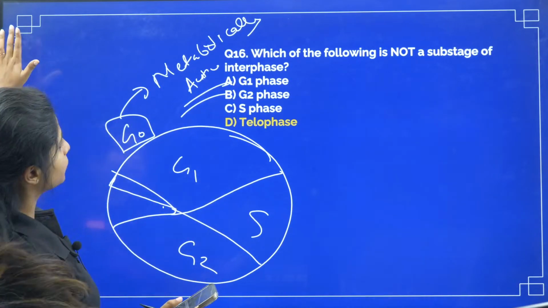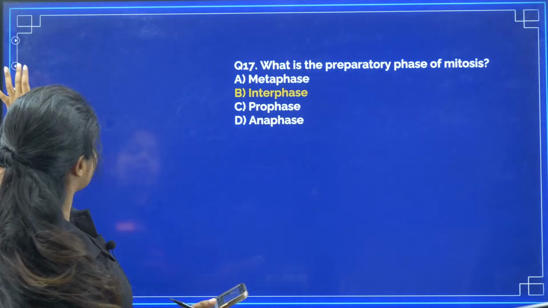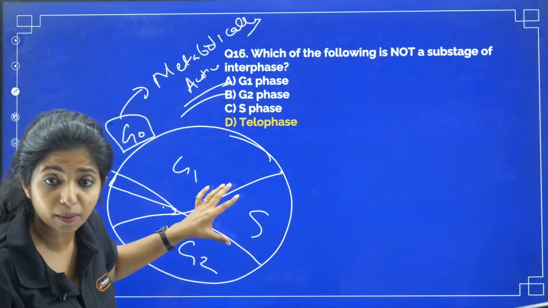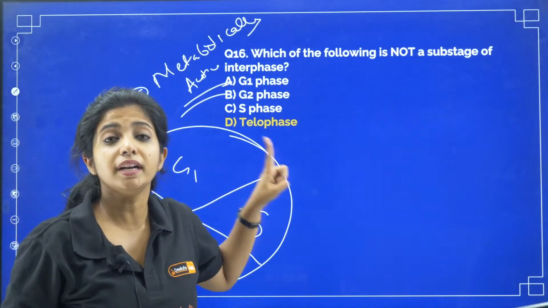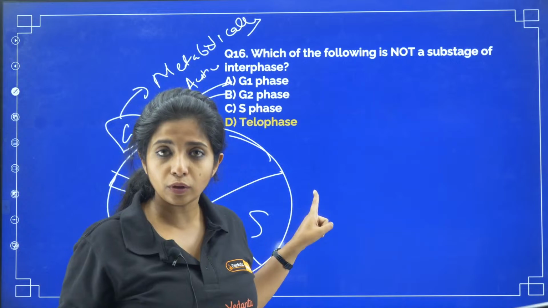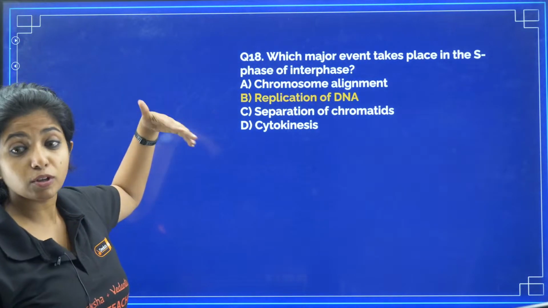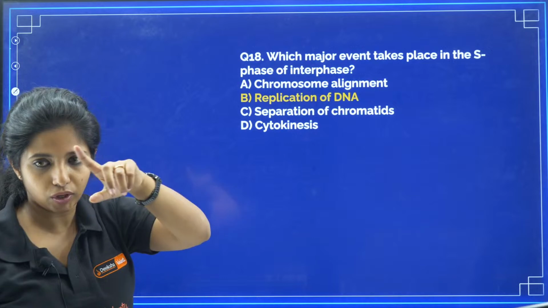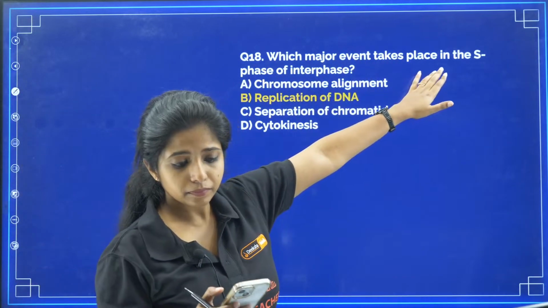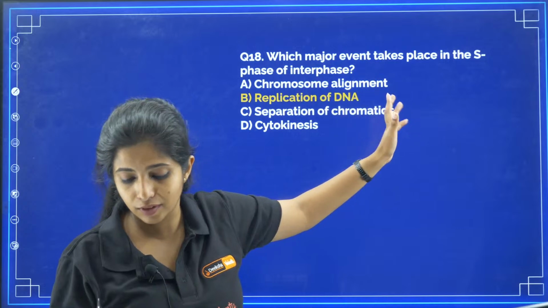Remember that. Now, what is the preparatory phase of mitosis? Preparatory phase is interphase, my dear children. This is where they prepare themselves, and this has 23 hours. If 24 hours is the time for cell division, 23 hours they spend over here. 1 hour they spend for division. Now, if you are asked about the synthesis phase, it is S phase. What major event takes place in the S phase of interphase? Replication of the DNA and also of the centrioles.